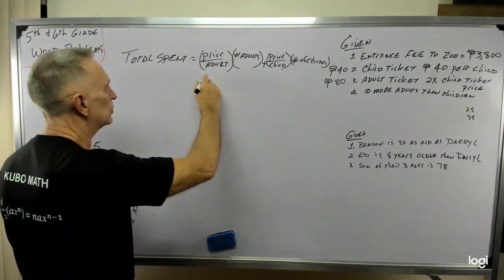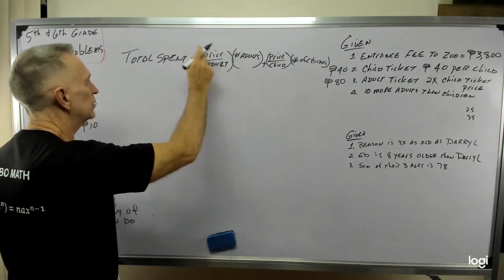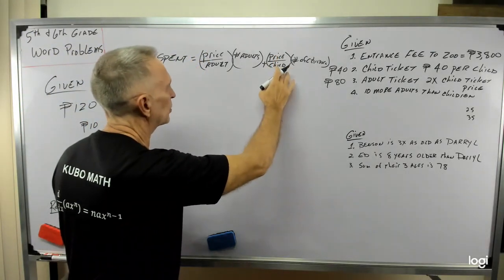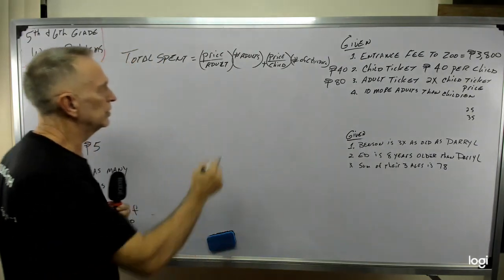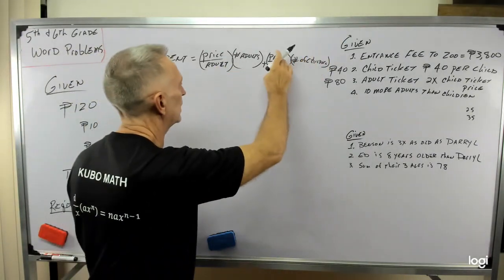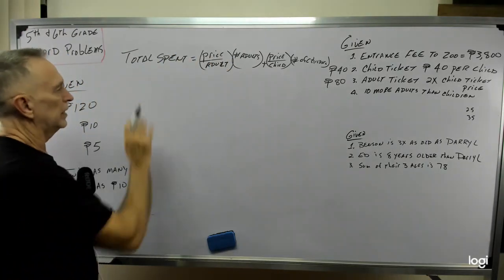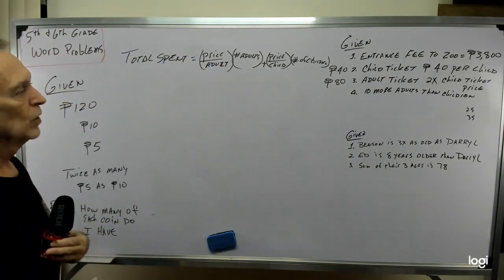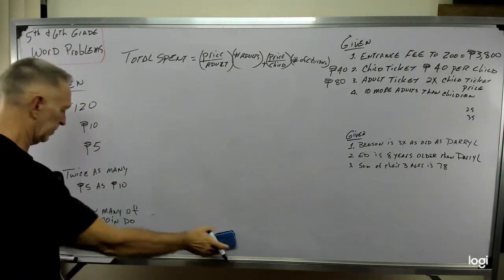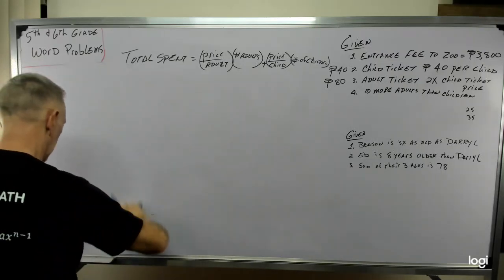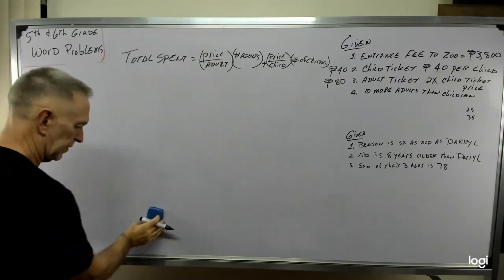The adults word cancels. I just end up with the price or money spent. Then price per child times the number of children. The child cancels. I end up with money again. So money plus money gives me money. Okay, let me get this one out of the way. Give us a workspace here.